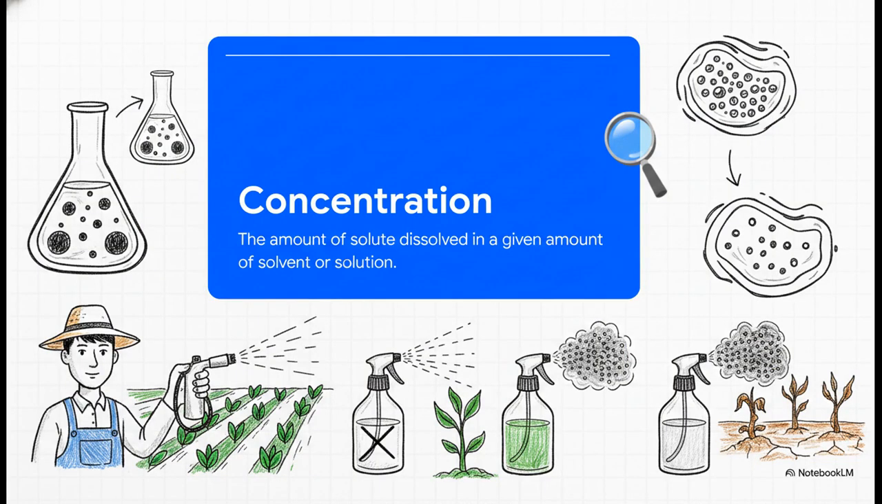Now, you can't just cram a million guests into a tiny room and expect a good party, right? Getting the proportions right is absolutely crucial. And that brings us to concentration. Concentration is basically just the amount of solute dissolved in a given amount of solvent. For instance, if a farmer is spraying crops, they absolutely must mix the exact right concentration of pesticide into the water. Too little, the bugs win. Too much, they ruin the soil. Getting that proportion right changes the whole game.